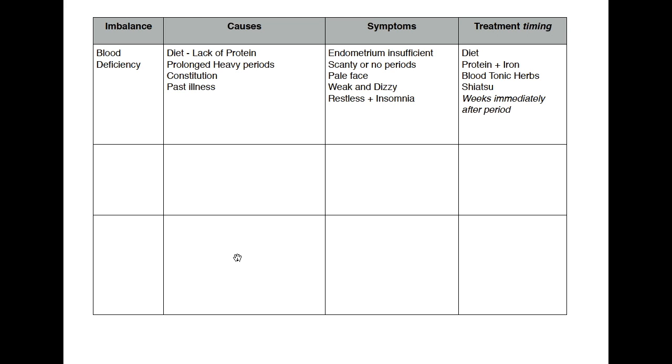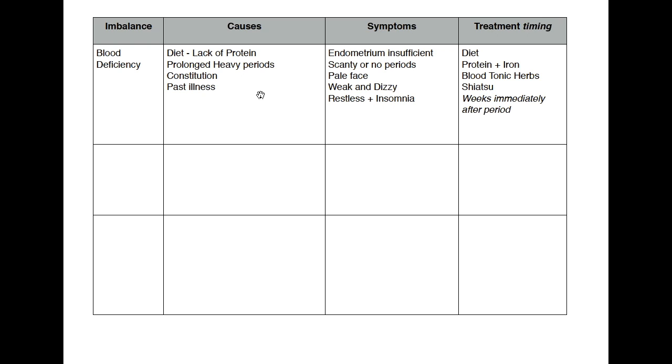and this is the second part of the chart. This is the same chart. This is the blood deficiency. Okay, here we go. This is another really common one, which is the main sign that you'll get when the client comes in is that they'll have scanty or no periods. They'll have a pale face. They'll probably feel weak and dizzy, restless, and insomnia are also key symptoms, and they're all blood deficient symptoms.